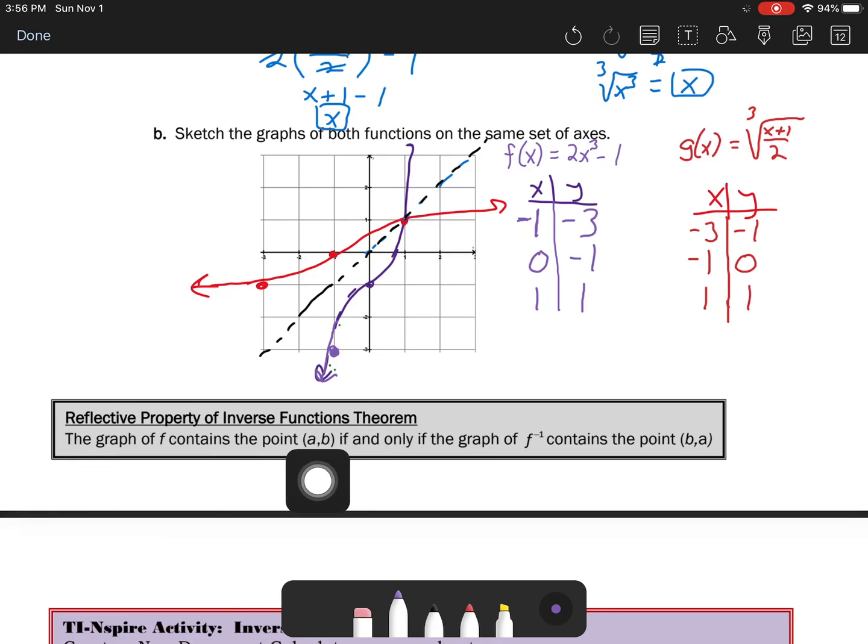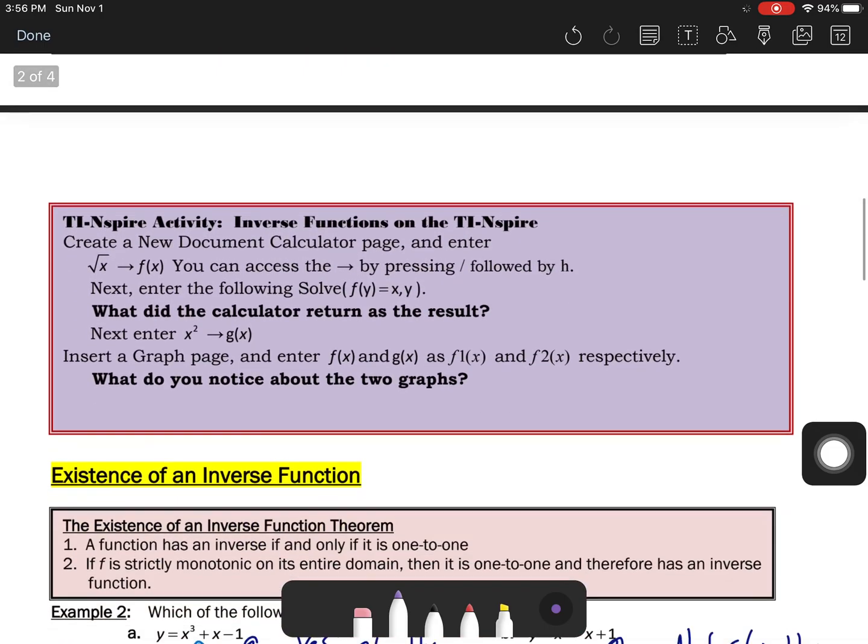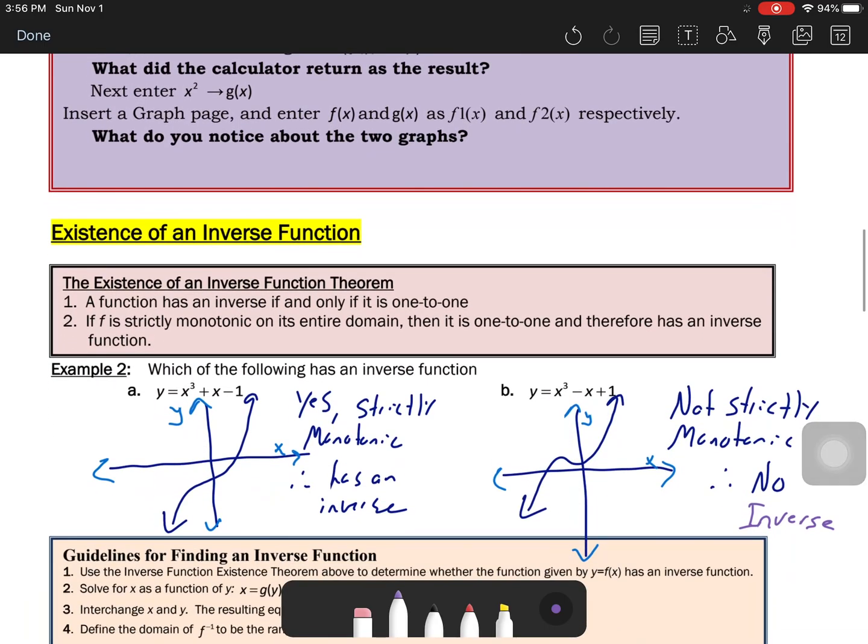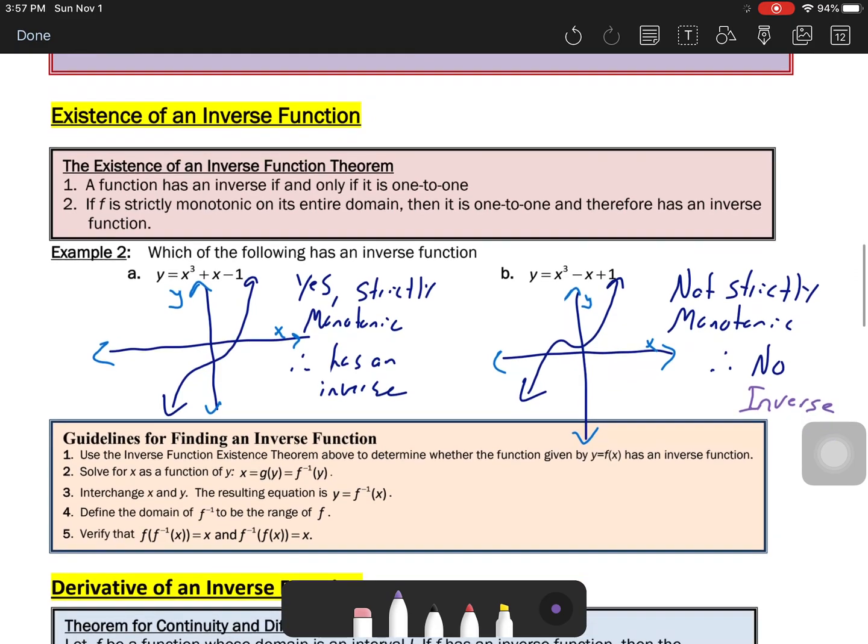That's what this reflective property of inverse functions theorem is stating. The graph of f contains the point (a, b) if and only if its inverse contains (b, a). That's what we're showing here. It's an important characteristic, especially when we start doing derivatives of inverses. It's important to remember this because it's going to help us when we're finding the derivative at a specific point on the inverse. We're not going to do this activity. That's for a TI-Nspire.